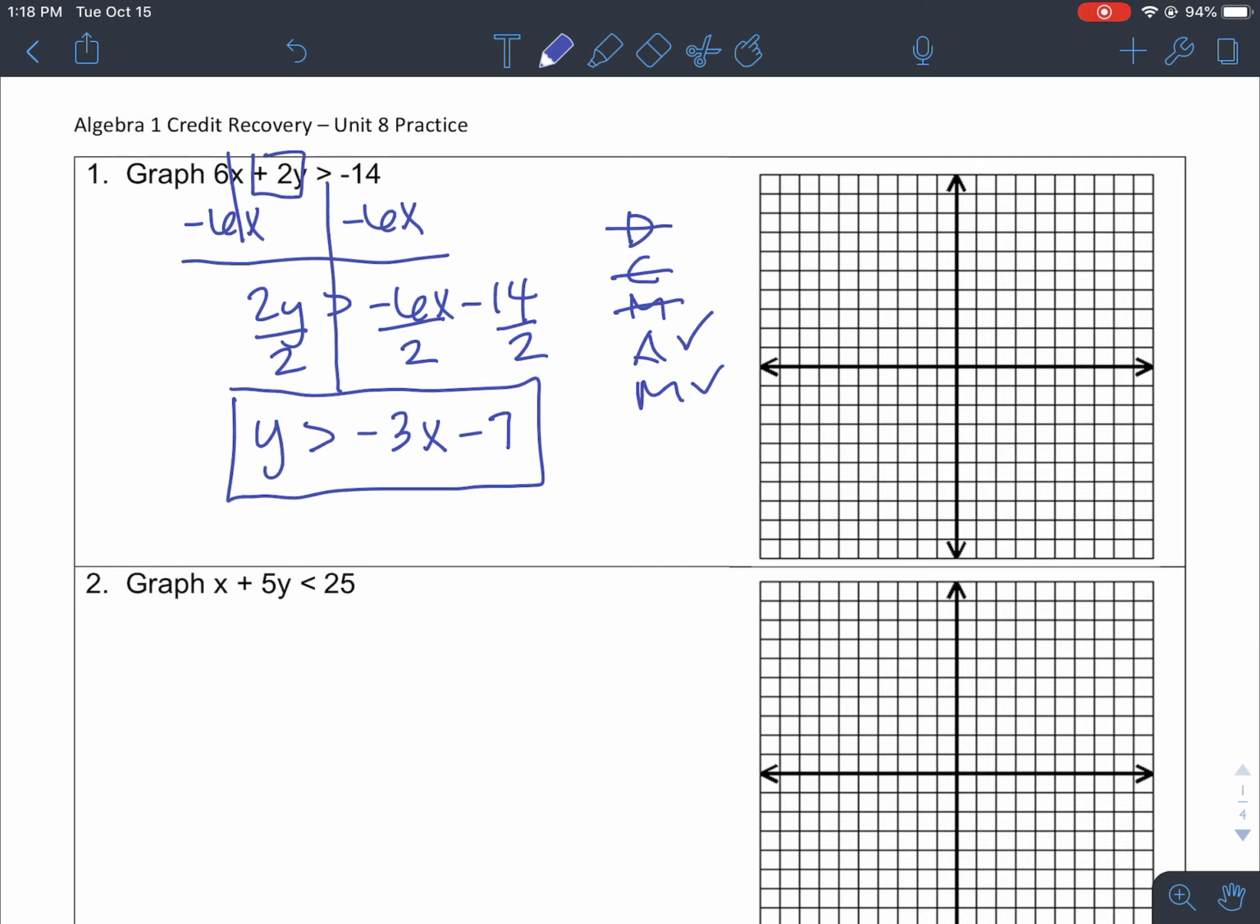Okay, and now I'm going to graph that. When I graph, I'm going to use negative 7. It's going to be my y-intercept, and negative 3 is my slope. So if you want to write that out, my slope is negative 3, my y-intercept is negative 7. So I'm going to go ahead and put my y-intercept first, at 0, negative 7. And then I'm going to graph my slope. Remember, slope is rise over run. So I'm going to go up 3 and then to the back 1.